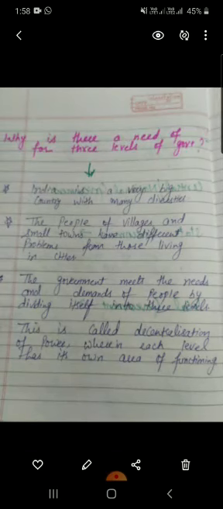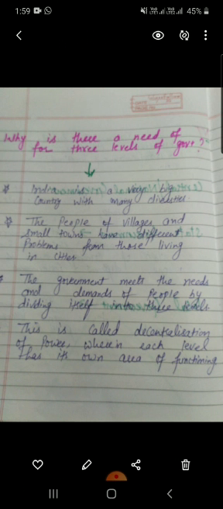Now the question is, why is there a need for three levels of government, or why is the government divided into three different levels? As we have earlier discussed, India is a very big country with many diversities. Some people are very poor while some are very rich, and some middle class people are also there. Some people live in villages and towns, whereas some live in big cities. So they face different types of problems at different levels. The government meets the needs and demands of people by dividing itself into three different levels.